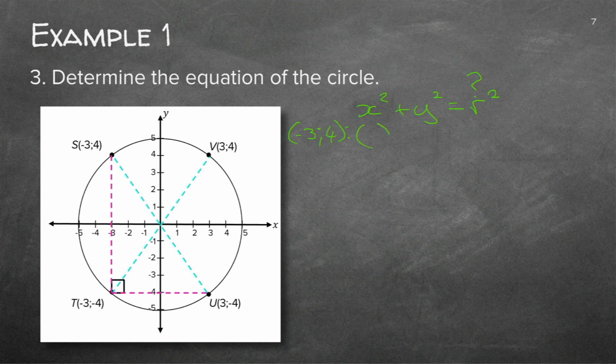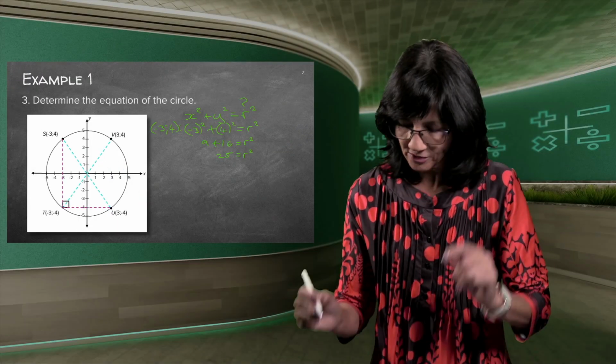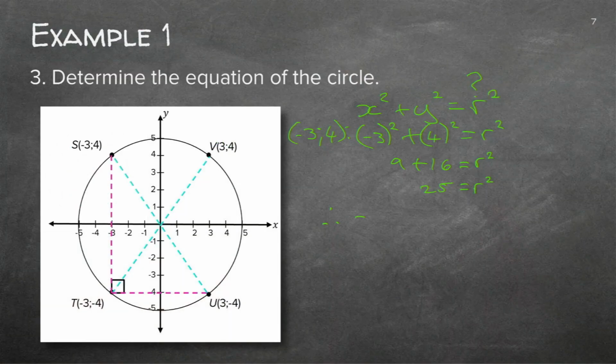So I'm going to do the x squared plus y squared, and that should give me the r squared. X is minus 3, y is 4. That gives me 9 plus 16 is r squared. So that is 25. Remember, they did not ask you to find the r. They asked you to find the equation of the circle. So now I have to go back, write down my formal answer. X squared plus y squared is equal to 25.